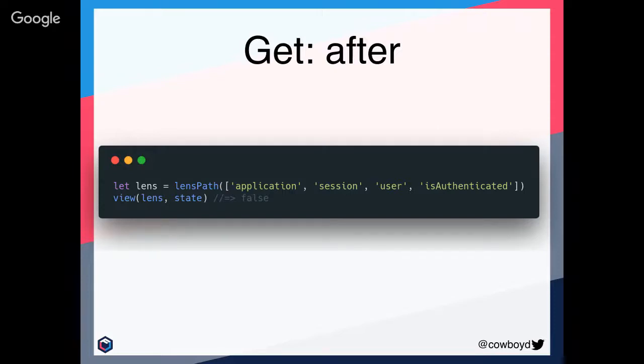So we abstract away the fact that what we're working on is application.session.user.isAuthenticated, and then we use the lens function called view, and that's one of the core lens functions. We pass view the lens, which abstracts away the context, and then we pass it the state, and you can see it gives us the value, which is false.